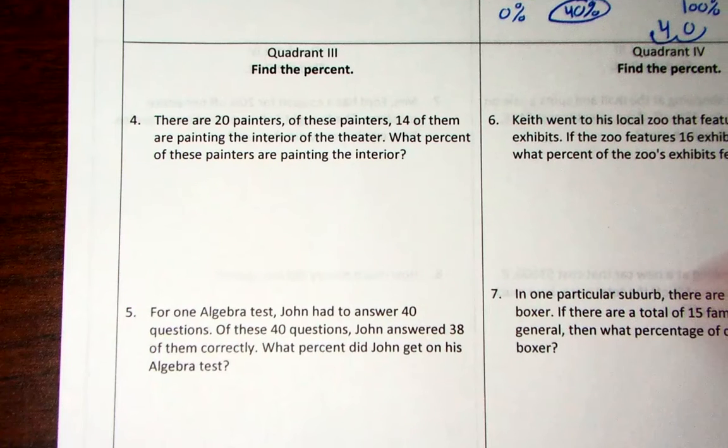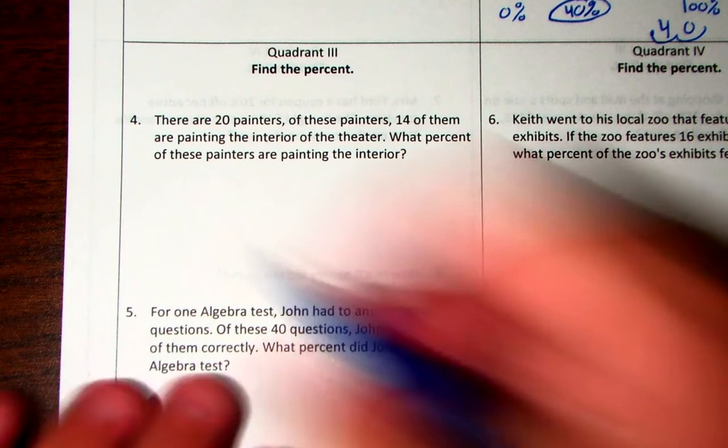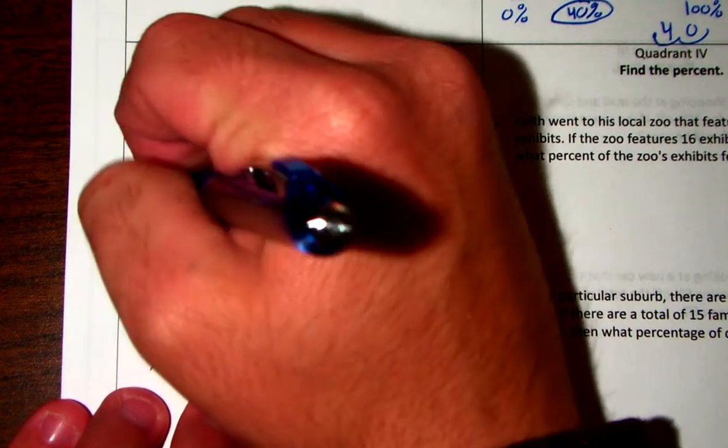Finding the percent. There are 20 painters. 14 of these painters are painting the interior of the theater. What percent of these painters are painting the interior? Again, percent bar. I'm very big on these. I can't emphasize that enough.